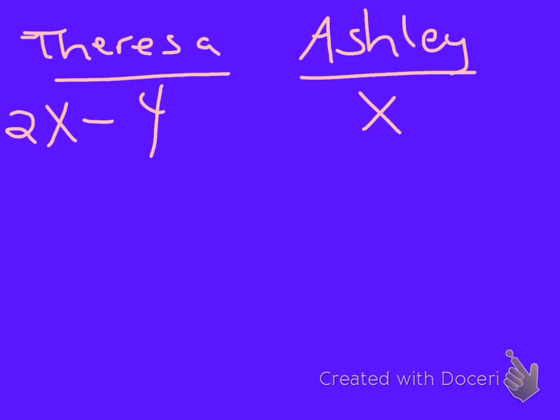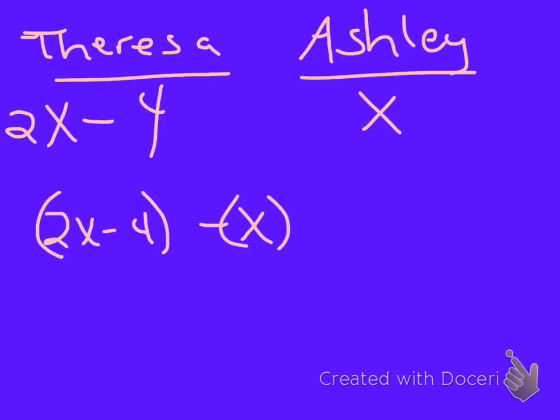Teresa is 4 years less than twice her daughter Ashley's age. Yeah, Teresa's older because it's her mom. So Teresa's older. Okay, so we do Teresa first. So we say 2x minus 4, and I'm going to put that in parentheses, minus x, because we want that whole thing. And it says that difference is how much? 26.